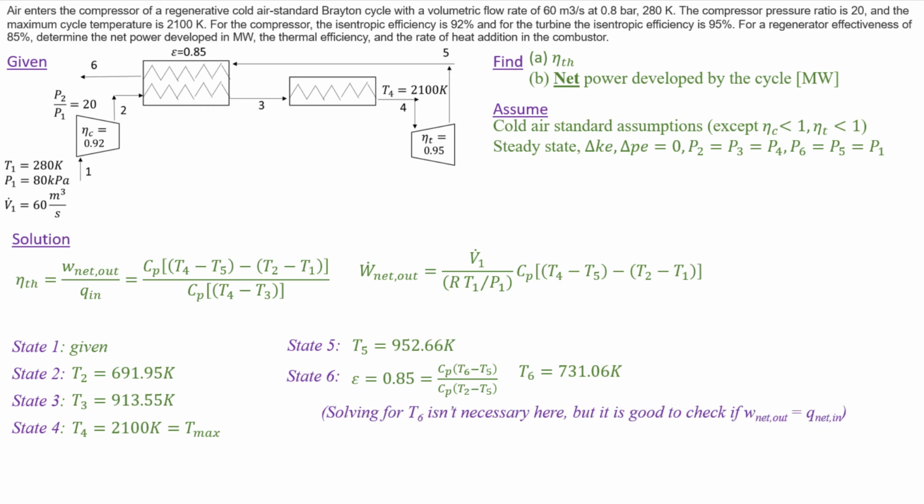And once again, it's not really necessary to calculate T6 based on our governing equations here, but you can go ahead and just check and see if your logic is sound to see if your work net out is equal to your Q net in.